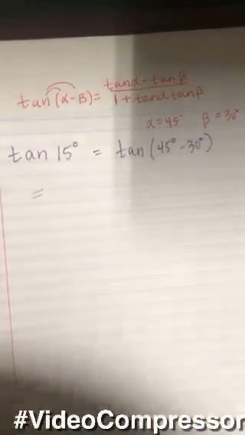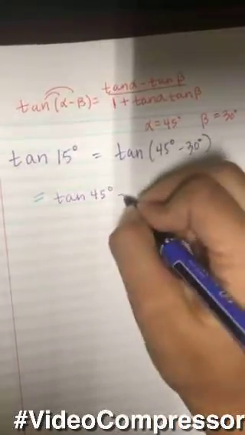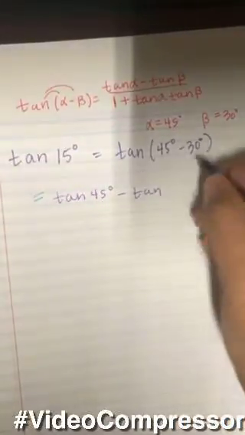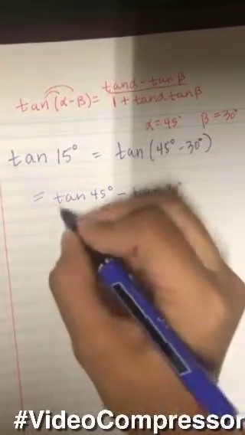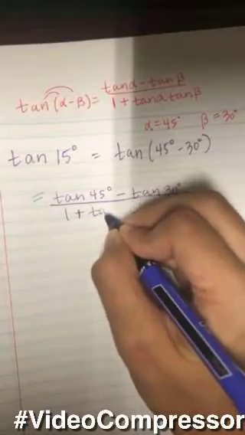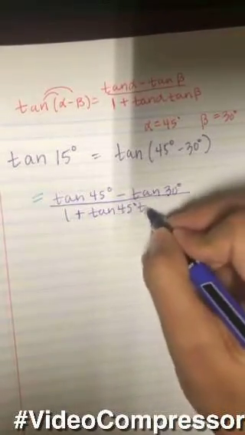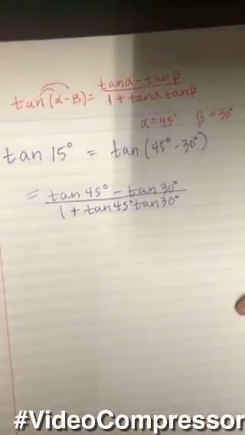So if I plug in the right side, this is going to be tangent alpha, which is tangent 45 degrees, minus tangent beta, which is tangent 30 degrees, all over 1, opposite sign, plus tangent alpha, tangent 45 degrees, tangent beta, tangent 30. And these guys are being multiplied. All right, so we're here.